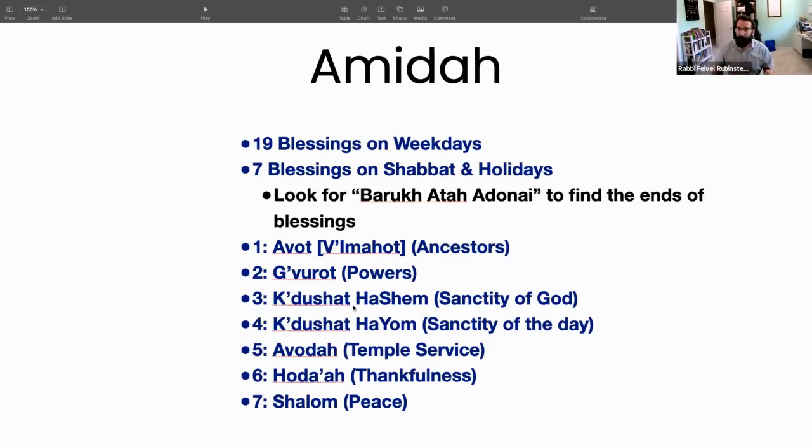Where we get our big distinction is in Kedushat Hayom, in the 4th paragraph. This is the center of our Amidah. And in this blessing is where we're going to have a major difference in what appears on Rosh Hashanah versus Yom Kippur.